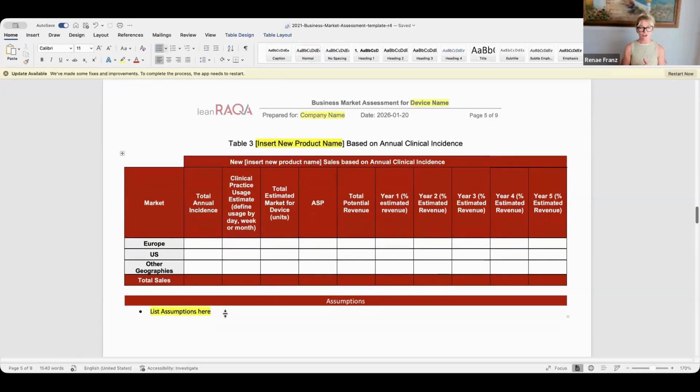And what you want to make sure you do for all of these tables, regardless of how you're forecasting your revenue, depending on how much data and information you have about your product and market entry, is list your assumptions here. So let's say I'm going to make these numbers up right now. Let's say there's 500,000 feeding tubes placed a year.